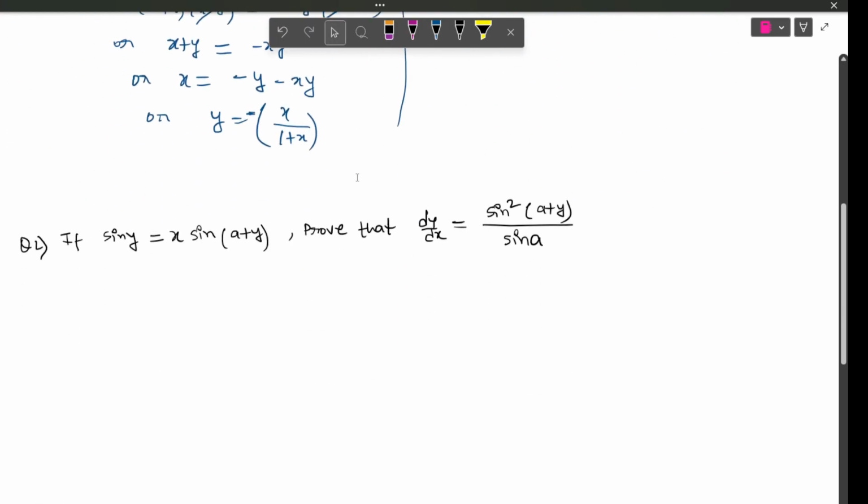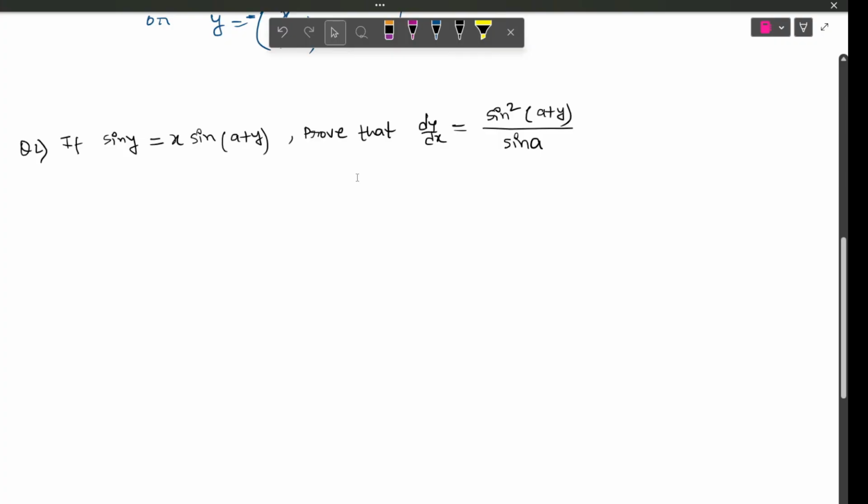Now let us see another question. This is the second question. If sin y equals x into sin of (a plus y), prove that dy by dx equals sin square (a plus y) by sin a. Okay, here we can simply see that we cannot separate x and y. And the derivative is given, dy by dx.